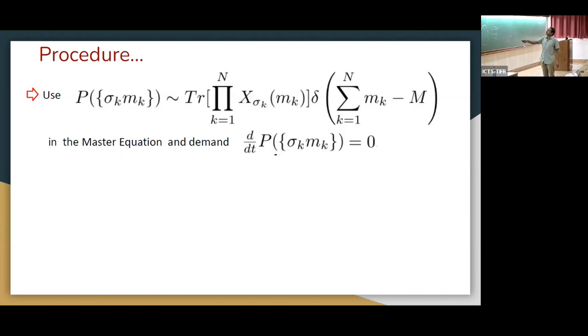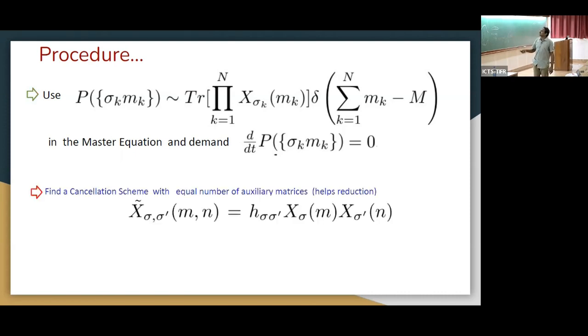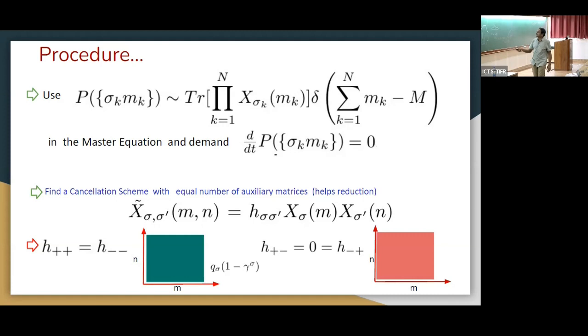Okay, and you have the master equation. You put the master equation equal to 0, and this will give you some conditions. So you have some kind of cancellation scheme, which basically means you need a reduction. You have a string of matrices, and there is a cancellation scheme where a product of three matrices is reduced to two auxiliaries and one matrix. So this is a two-step reduction process with a scalar associated with it, H sigma sigma prime, which is a scalar.